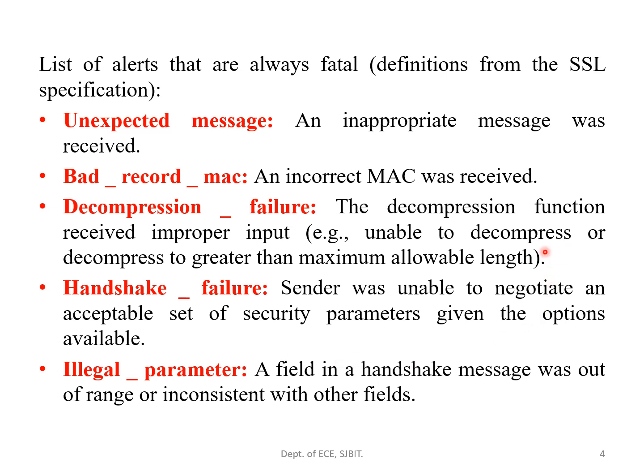Unable to decompress, or decompresses to greater than the maximum allowable length. Fourth point is handshake failure: the sender was unable to negotiate an acceptable set of security parameters given the options available. The last one is illegal parameter: a field in a handshake message was out of range or inconsistent with other fields.